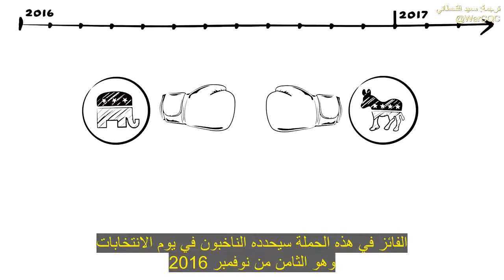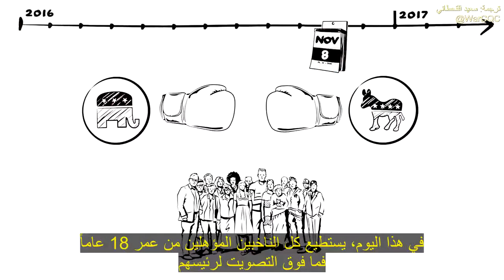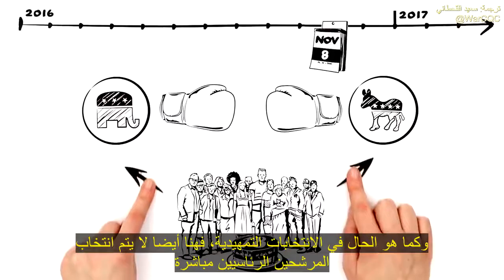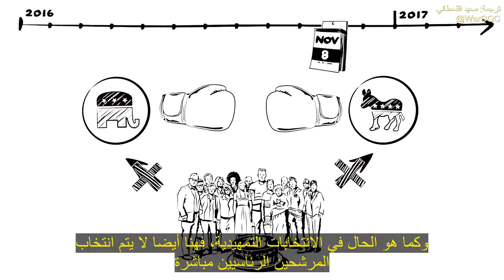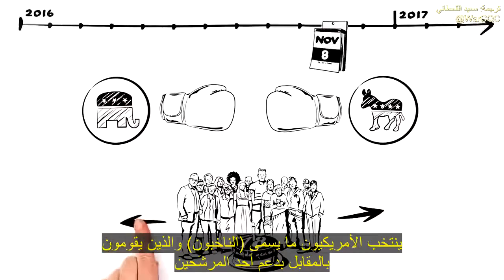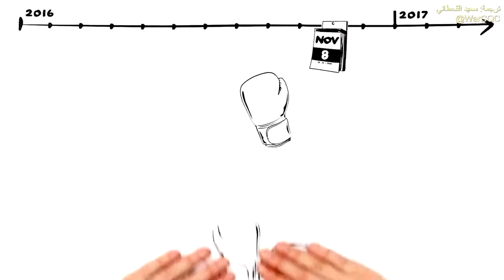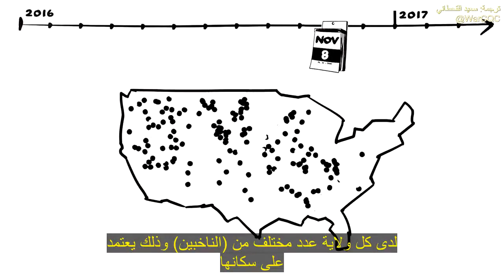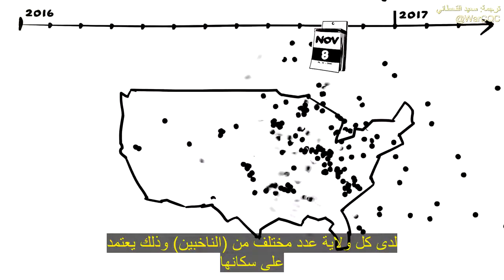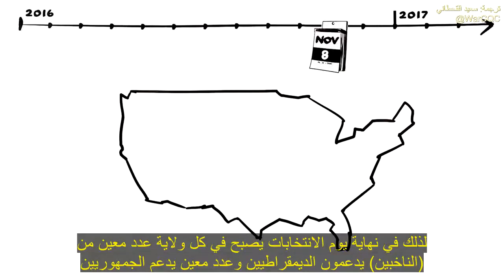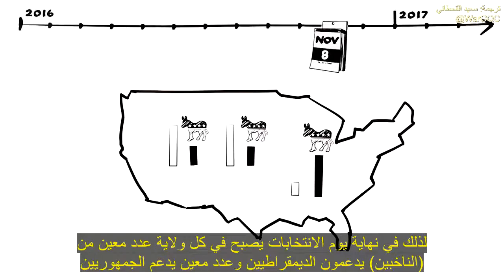The winner of this campaign is decided by the electorate on Election Day, which is, in 2016, on the 8th of November. On this day, all eligible voters who are over 18 may vote for their president. Just as in the primaries, however, here too the presidential candidates are not directly elected. Americans elect so-called electors, who in turn support one of the candidates. Each state has a different number of electors, depending on how many people live there. So at the end of Election Day, there are a certain number of electors in each state who support a Democratic president and a certain number who support a Republican president.